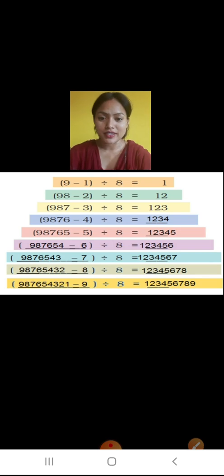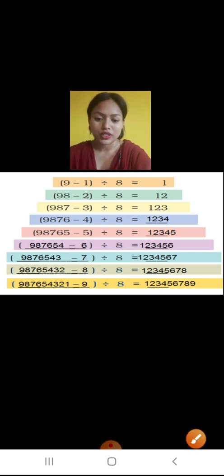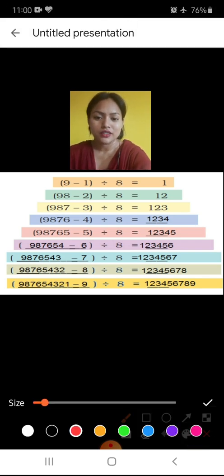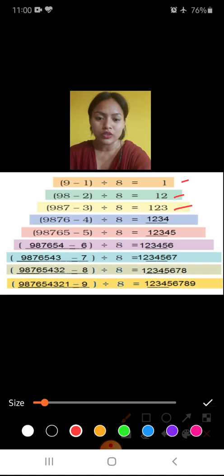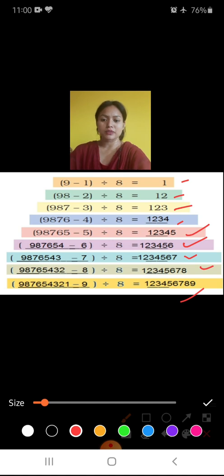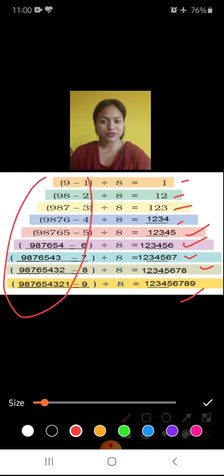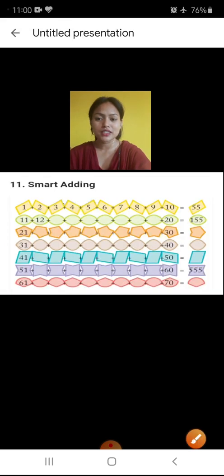Now just check your answers. If you have done it, check your answers. Is it the same as this? So you can see from here also, it is 1, 1, 2, 1, 2, 3, 1, 2, 3, 4, 1, 2, 3, 4, 5, 1, 2, 3, 4, 5, 6, 7, 1, 2, 3, 4, 5, 6, 7, 8, 1, 2, 3, 4, 5, 6, 7, 8, 9. And similarly this way, this we have done. So this is the pattern in this case. Let's see the next one.